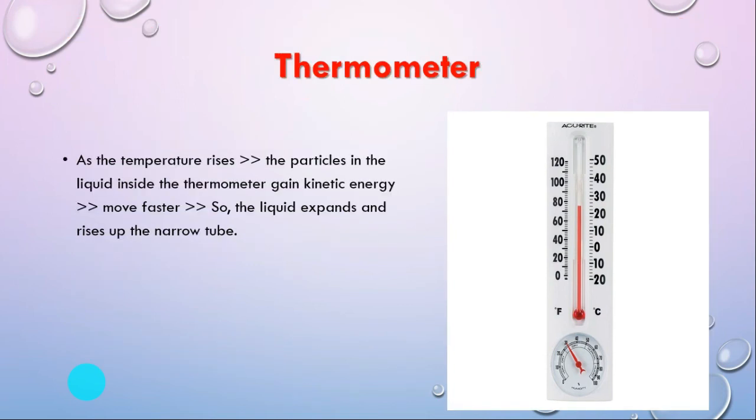Okay, so here is a thermometer. If, for example, I want to measure the temperature of any material or liquid, as the temperature rises, the particles in the liquid inside the thermometer gain kinetic energy. For sure, as temperature starts to increase, the particles will gain kinetic energy, so the kinetic energy will increase, they will start to move faster, so the liquid expands and rises up the tube. They move faster, they push each other more and more, so they need more volume, so they expand. The liquid will expand. Okay?